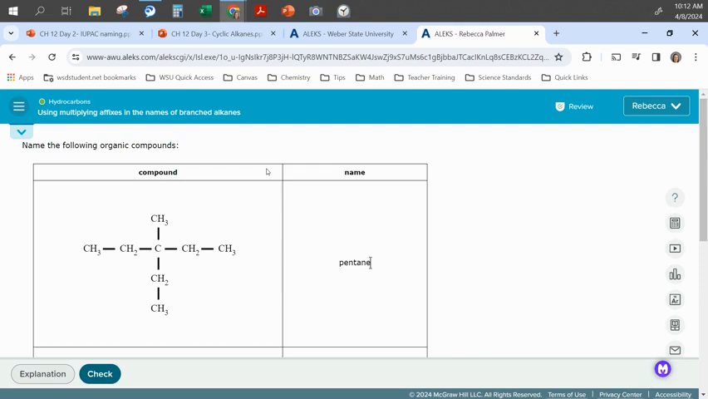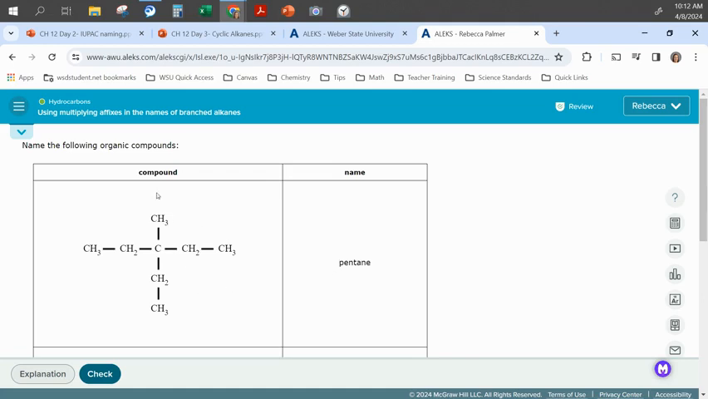What if you had like 2-methyl and it cuts off? If you have 2 methyls, then you'll have dimethyl. But is it at the 2 position? So 2, 2 dash dimethyl.